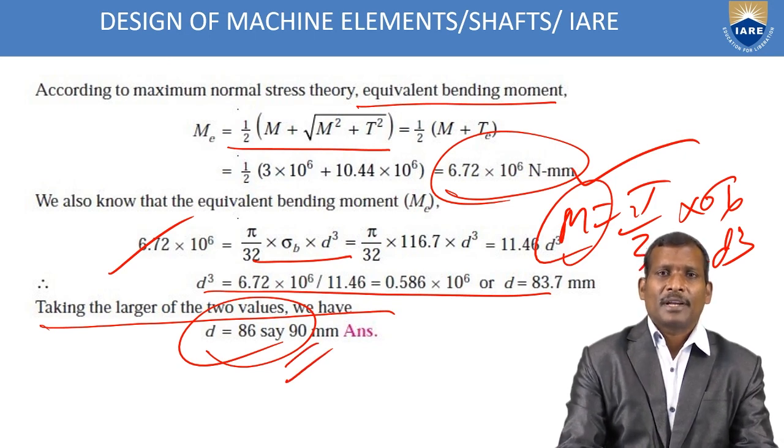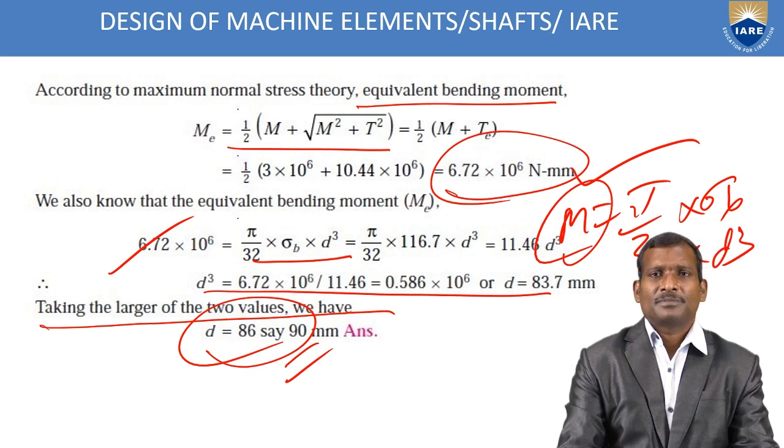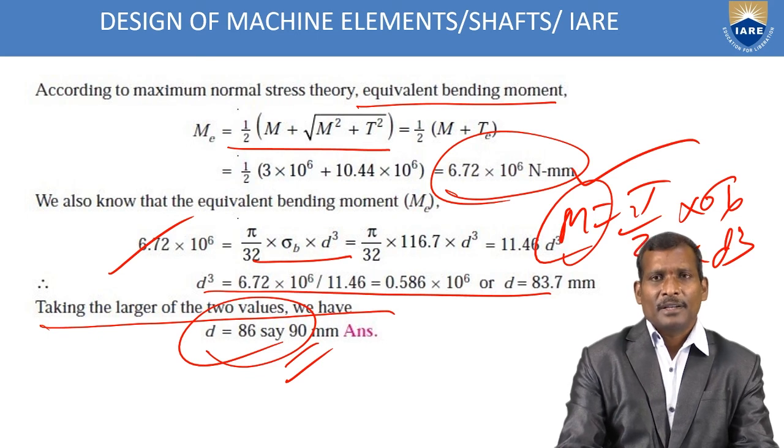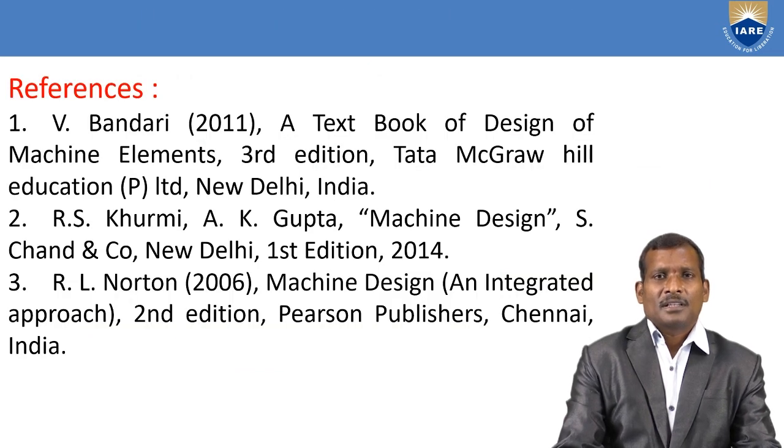Already you know the standard diameters of the shaft. So this is your final diameter of the solid shaft. This type of problem you need to calculate by using the twisting moment and bending moment, and the maximum normal stress theory and shear stress theory empirical relations. These are the references.